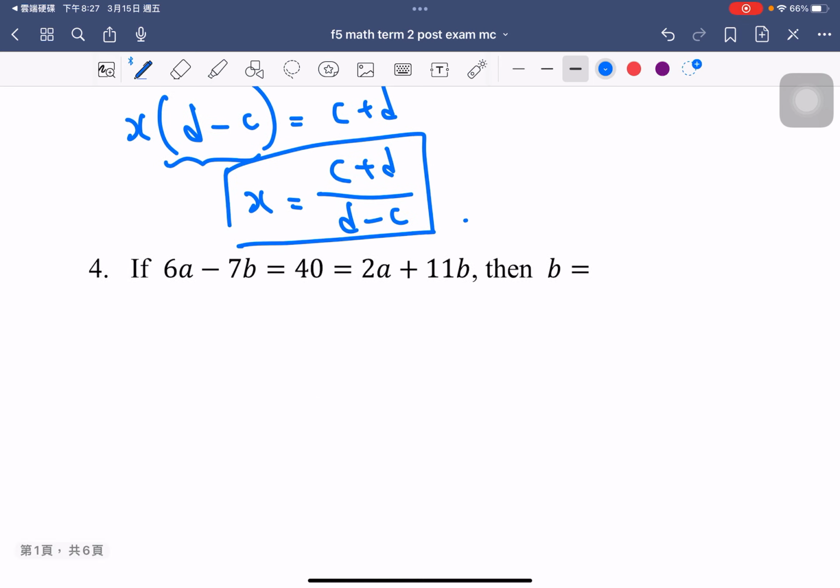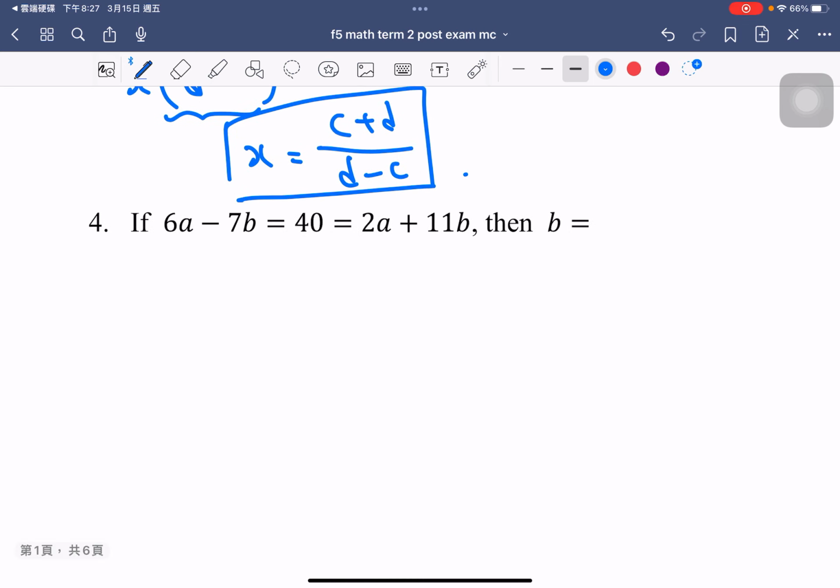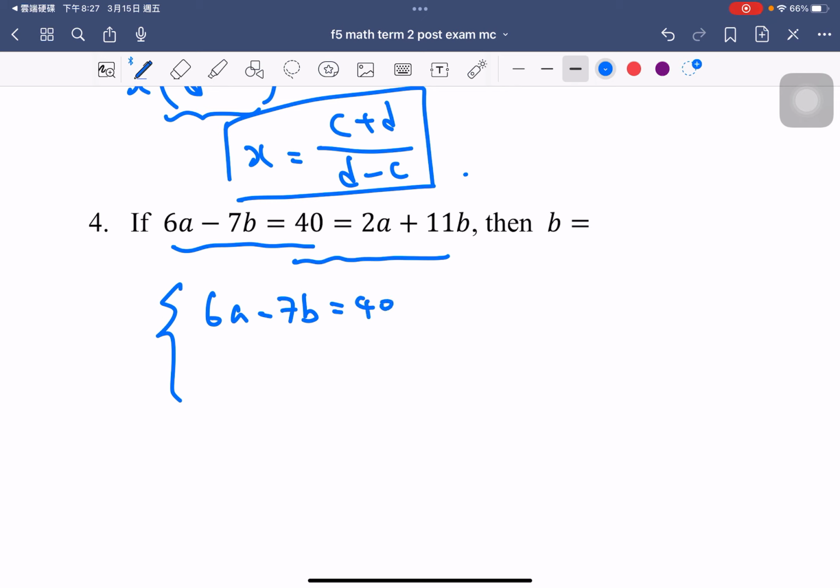Okay, so moving to the next part, question 4. We have something equal to 40 together with 40 equal to something. So we can actually separate it into two equations, which is 6a minus 7b equal to 40, and then 2a plus 11b equal to 40. So it looks like this.